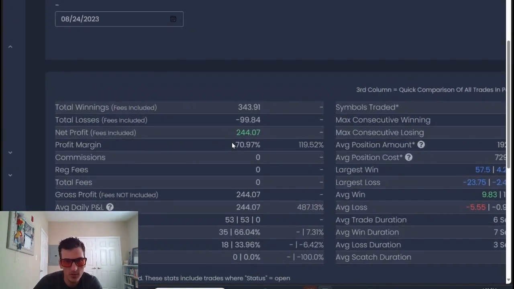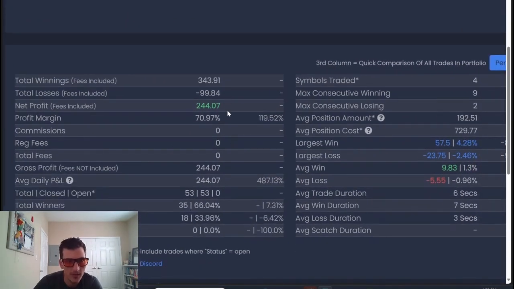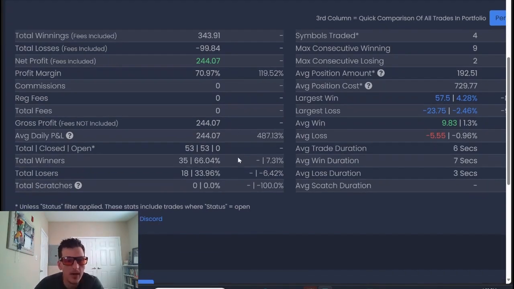What we have here is our total winners, our total losses, net profit, and profit margin, which is pretty much your total losses divided by your winnings. That came to about 70% on this day of my profits. Total winners, so 60% to 30%, which is very good if you're a scalper. However, if you're around 50%, you want to compensate for that with bigger winners than your losers. If you have a higher win accuracy, like 66% in this case, then you can get by with a one-to-one or slightly more positive risk-reward.